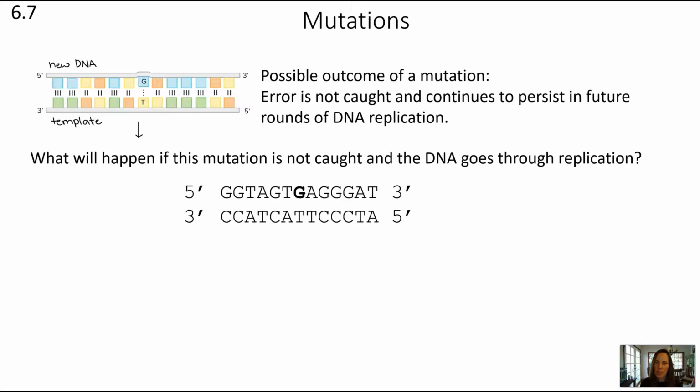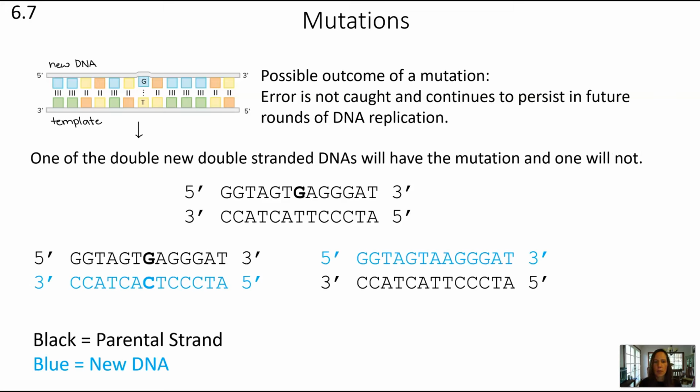All right, so what if our mutation was not caught early on, and it continues to persist in future rounds of DNA replication? What if this mutation sticks with us and continues to be replicated? So what I have here is the order of bases in that picture up to the left showing those colors. I've just put those in letters, and I've shown the mutation in bold. What's going to happen if this double strand of DNA is replicated with that mutation in there? See if you can figure out what nucleotides will be in the new double helixes.